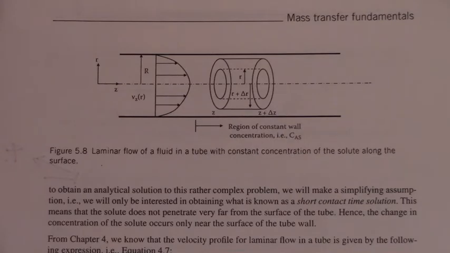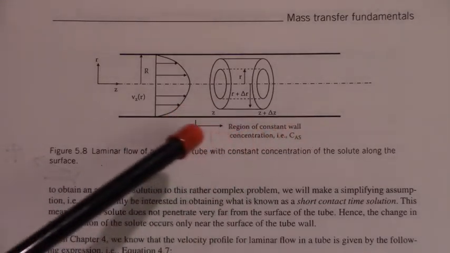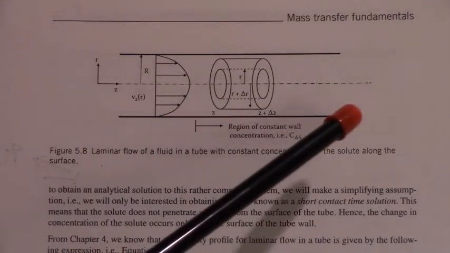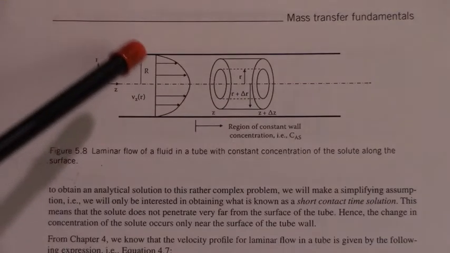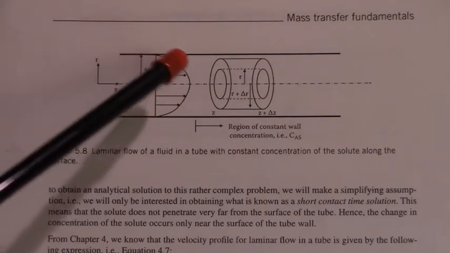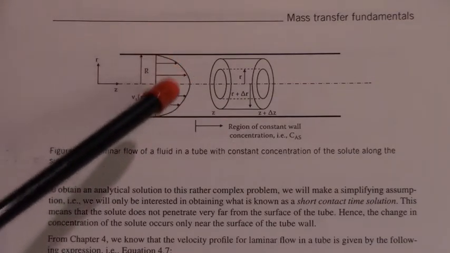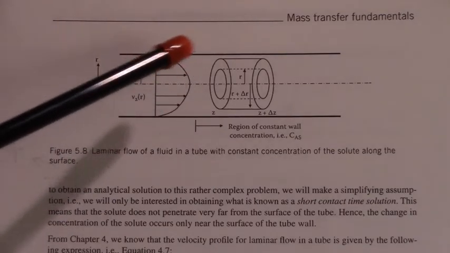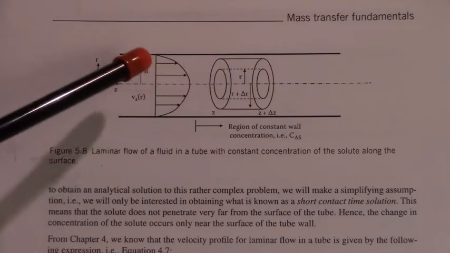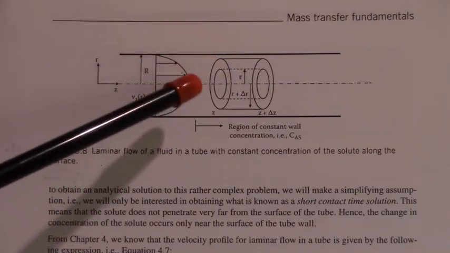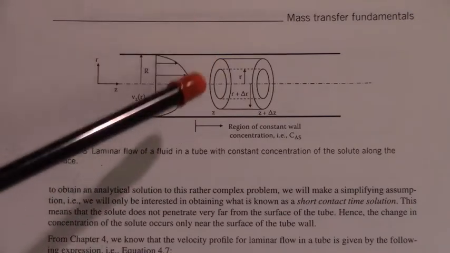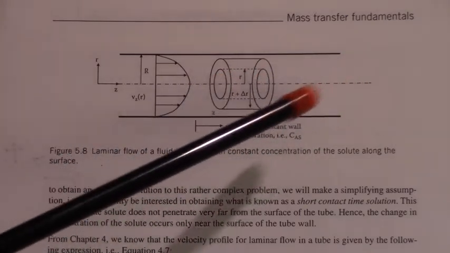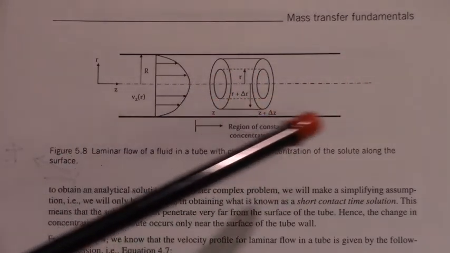The fluid flowing through this tube enters back over here, and by the time we get to the region where we have solute on the surface of the tube, we have a fully developed laminar velocity profile. So what that means is that the mass transfer only starts to happen once the fully developed laminar velocity profile makes contact with that region that contains the solute.